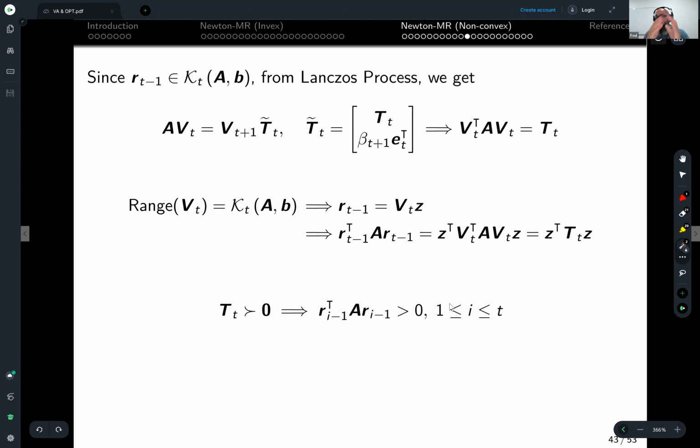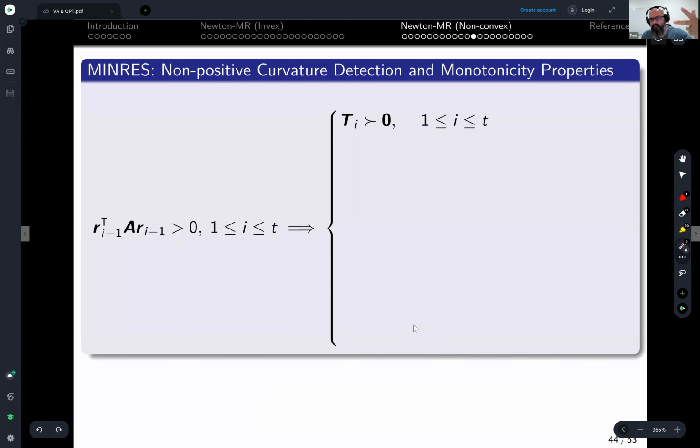And obviously, when the tridiagonal matrix that shows up as part of MINRES is positive definite, then these quantities of interest are always going to be positive. And the question is now whether the converse holds. And it turns out that indeed is true.